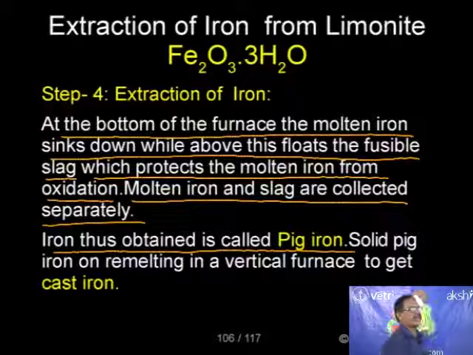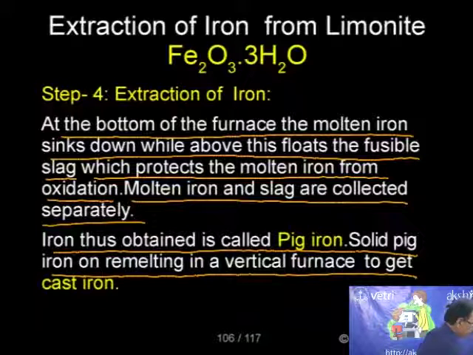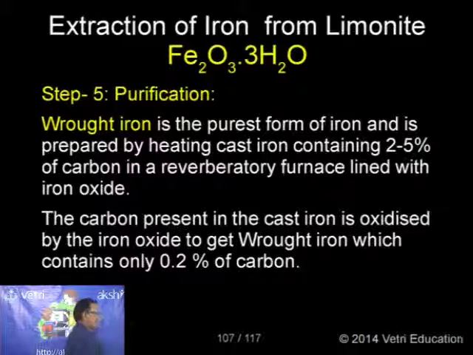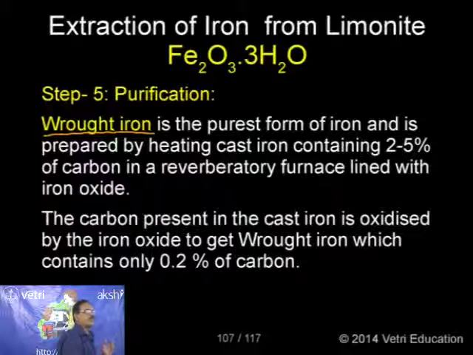Kindly follow. Pig iron, the solid pig iron, on remelting in a vertical furnace gives cast iron. So cast iron has lesser impurity than pig iron. Cast iron has 2 to 5% impurity, while pig iron will have still higher impurity. So, next. Another iron is called wrought iron. Kindly note, students, there are 3 irons I am introducing: pig iron, cast iron and wrought iron.